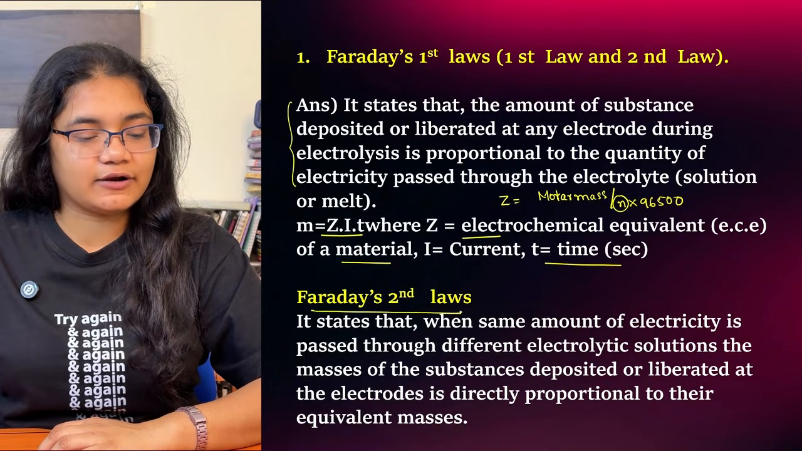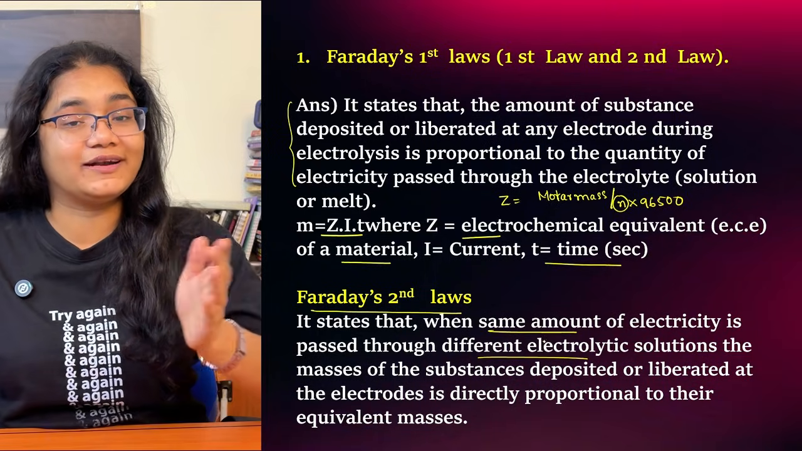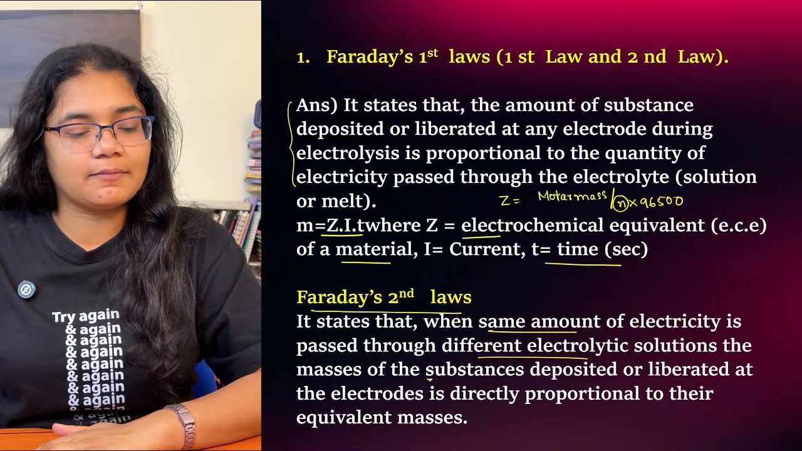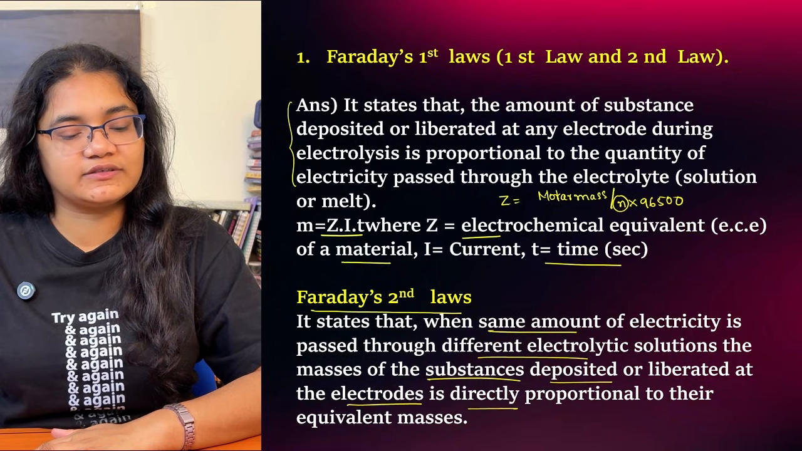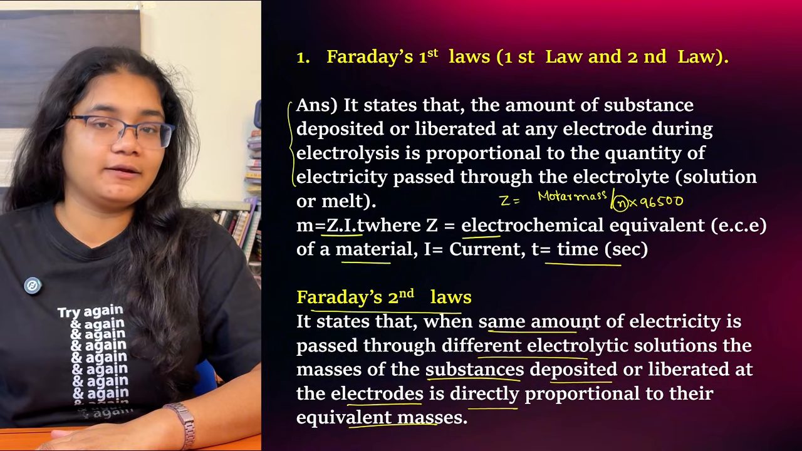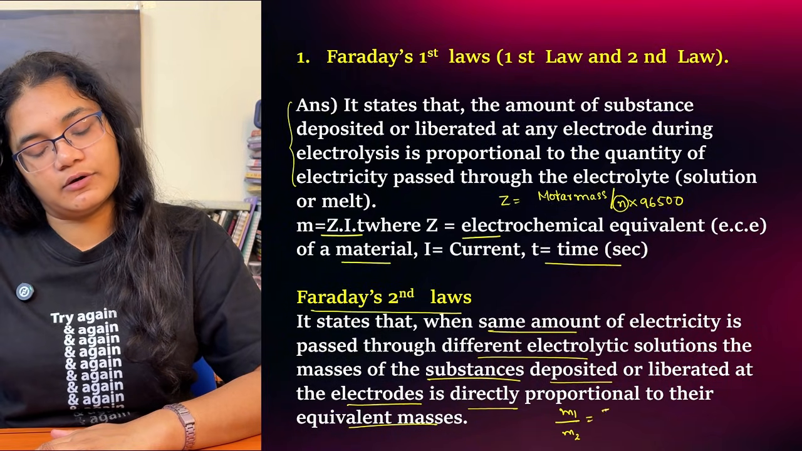Next is Faraday's second law, and it states that when the same amount of current or electricity is passed through two different electrolytic solutions, the masses of the substances deposited or liberated at the electrodes are directly proportional to their equivalent masses. And the formula we have here is M1 by M2 is equal to E1 by E2.